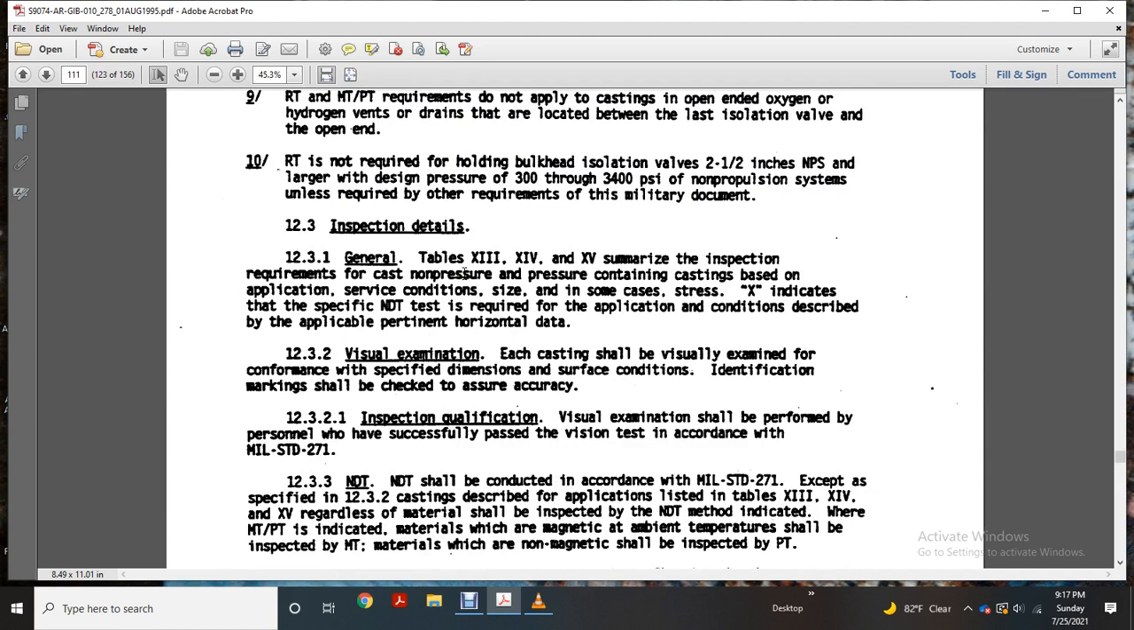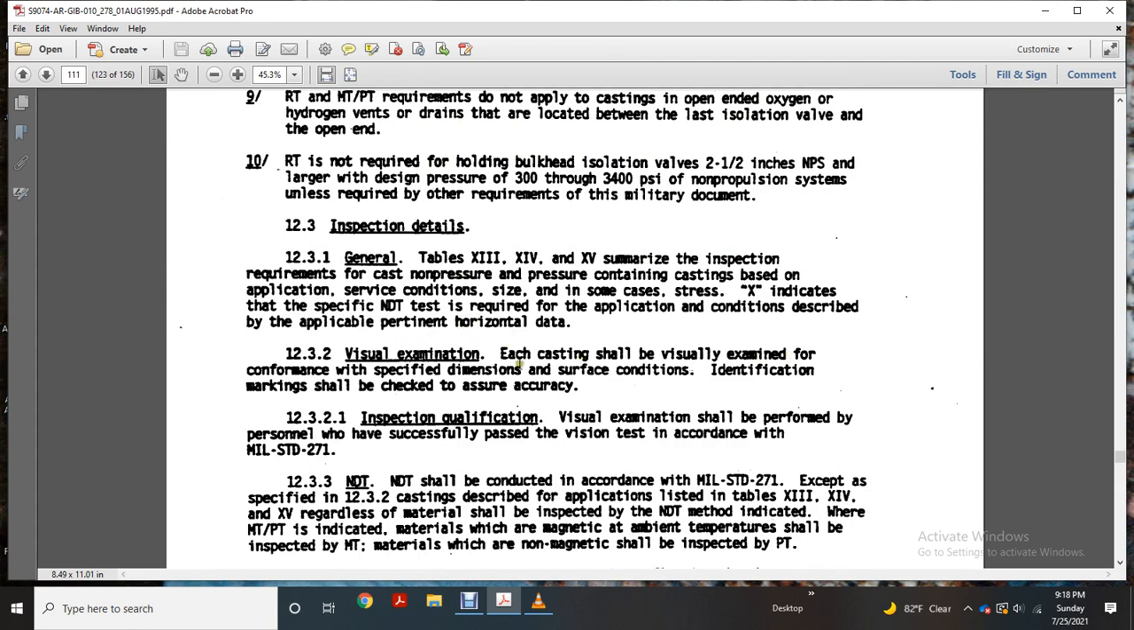12 through 3, inspection details. General: tables 13, 14, and 15 summarize the inspection requirements of the casting, non-pressure or pressure containing, based on the application conditions. An X indicates a specific non-destructive test required for the application conditions described in the applicable section. Visual examination.